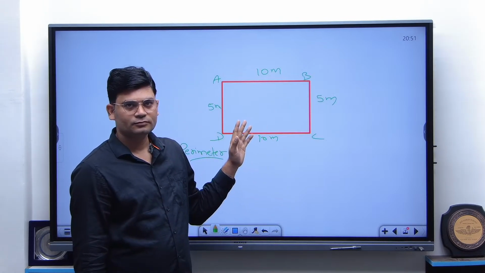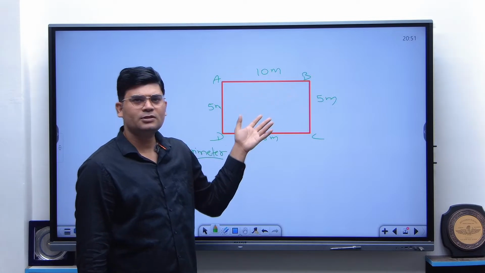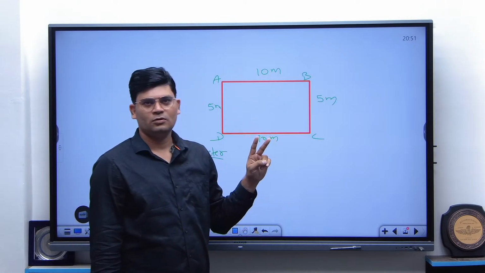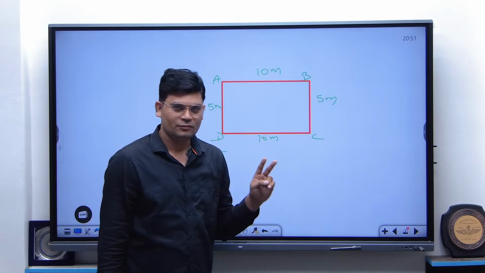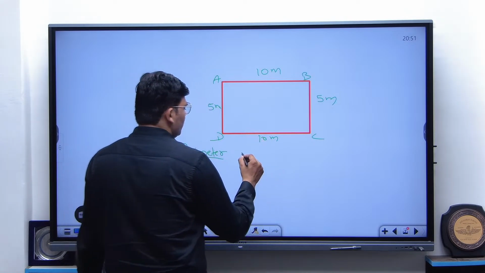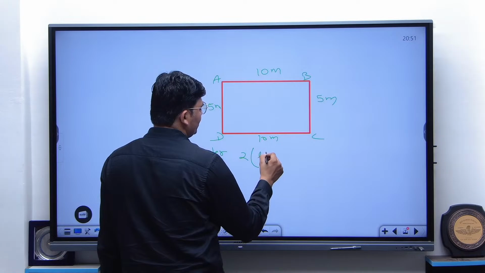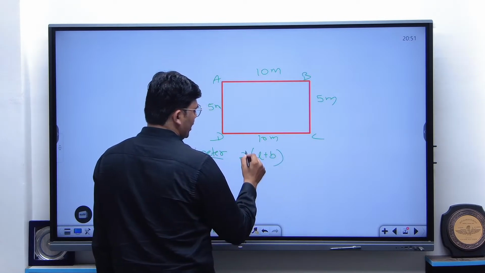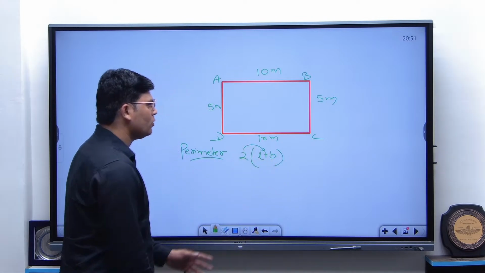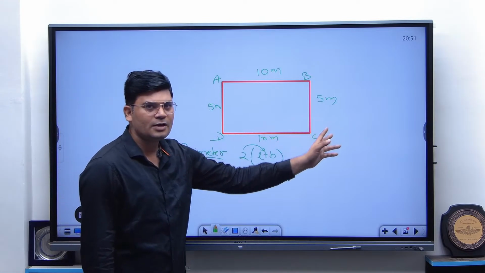15 times 2. Sorry, I took 2. Yeah. 15 times 2. That means what you did, you added the length and breadth and you multiplied it by 2. Why 2? Because you know the pattern, it is coming 2 times.